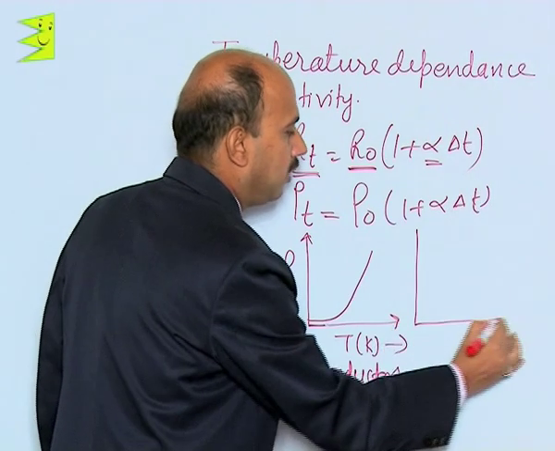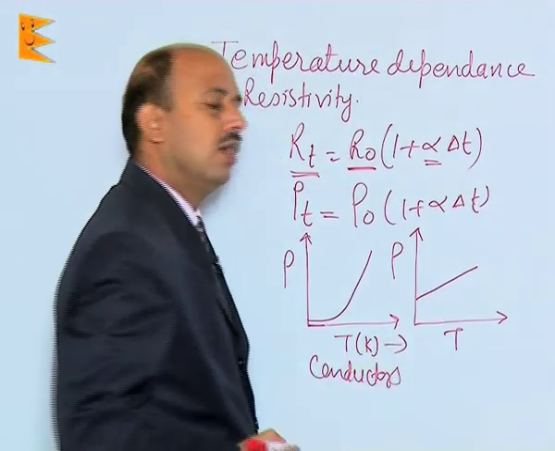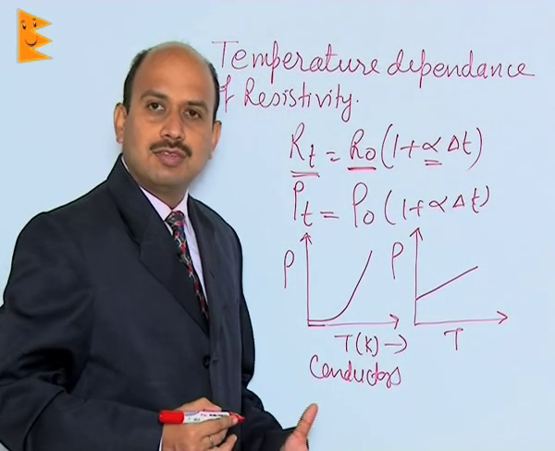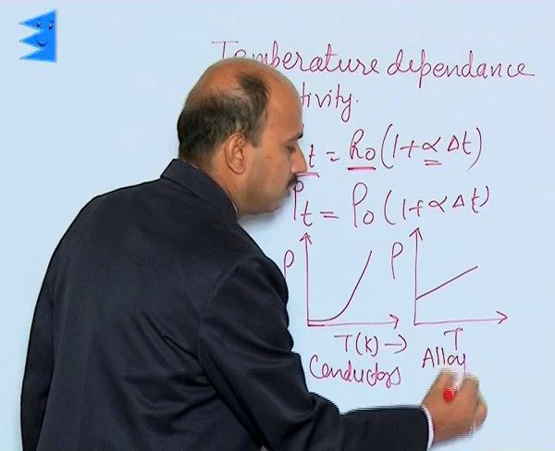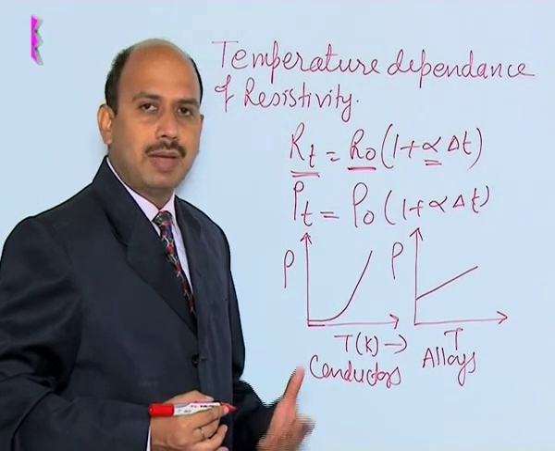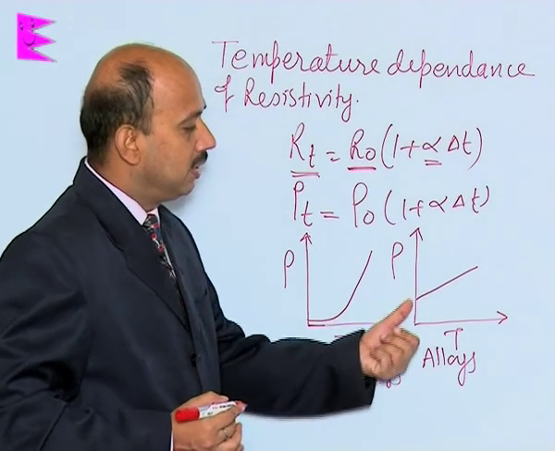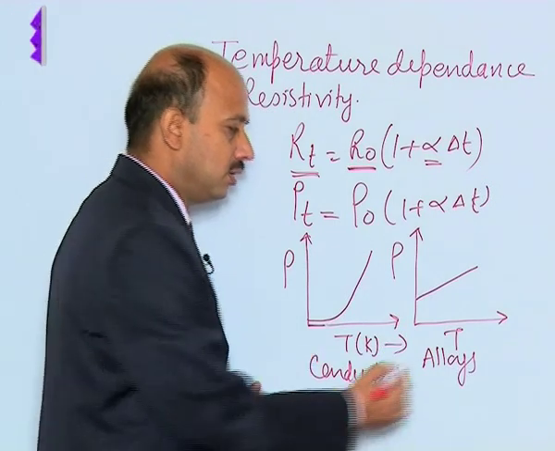But if we take it for alloys, it is here rho and T, it is like this. There is a small increase in the resistivity of the alloys. Examples we can take here are nichrome, Constantan wire or manganese. So the resistivity increases, but there is only a small increase in resistivity with rise in temperature.